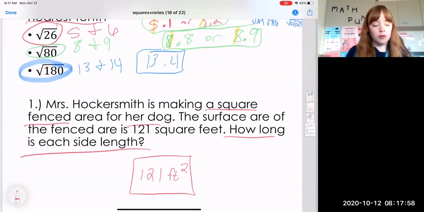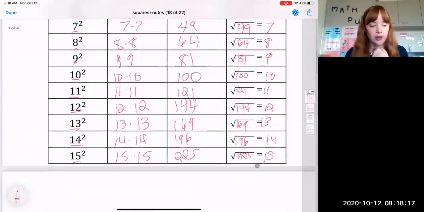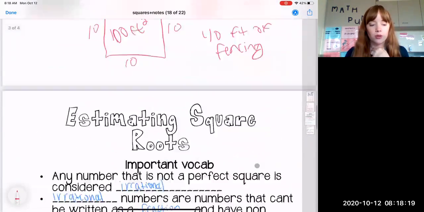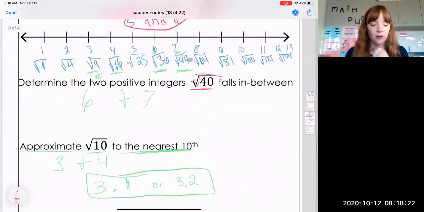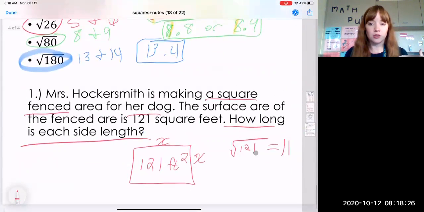So we want to know, what is this? Remember, perfect squares are the area of squares. So to find the side lengths, we take the square root of the numbers. Square root of 121 is 11. You can use your list that we wrote down in the very first video, or you can use a number line that we created, either or. Maybe you just know that the number times itself that gives you 121 is 11. So each side length is 11 feet long.